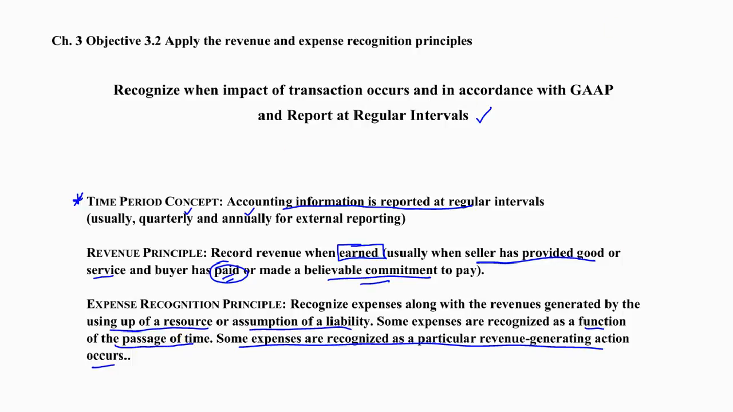We're going to apply these revenue principles and expense recognition principles generally to our accrual accounting and our adjustments that we're about to see. And as you learn more and more, there'll be details to each transaction. But these revenue principles and expense recognition principles are an important part of GAAP.